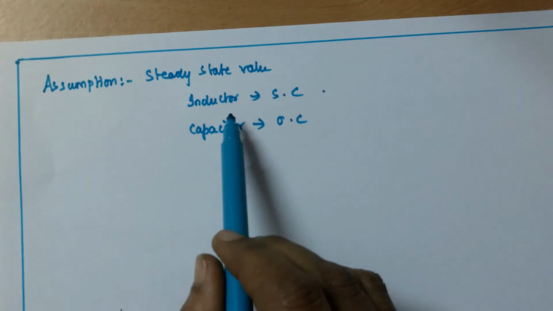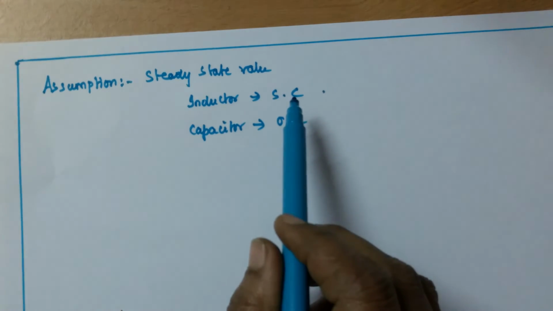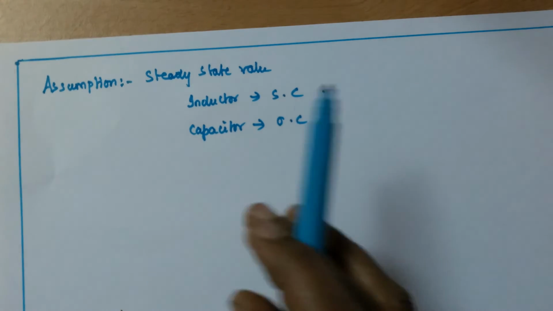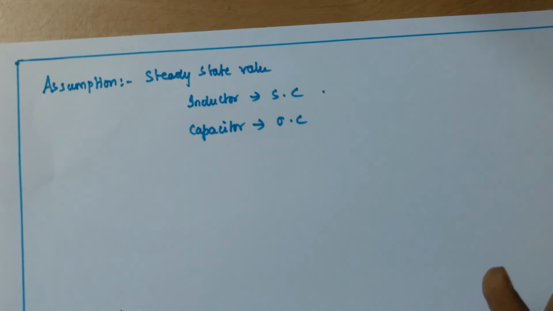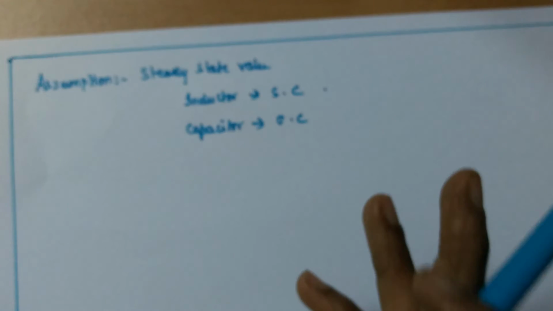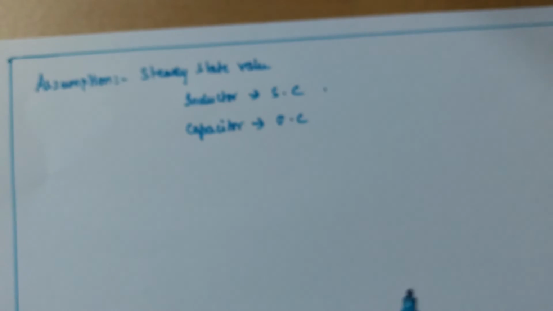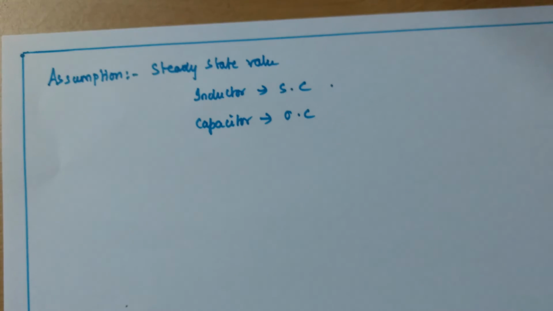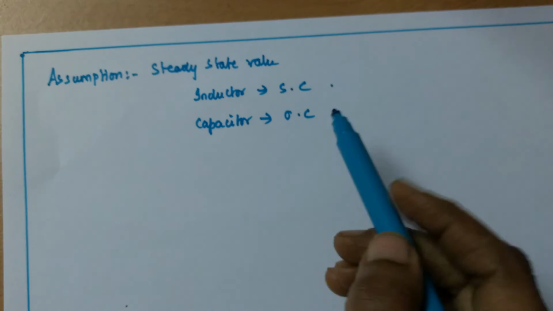And in the case of the inductor, it appears as a short circuit because it attains a steady state constant value. Constant value means the network responds only due to the DC element, that is only due to resistance. So we can short circuit the inductor in case of RL transient, and in case of RC transient we can open circuit the capacitor and find out the response. So this is a condition.